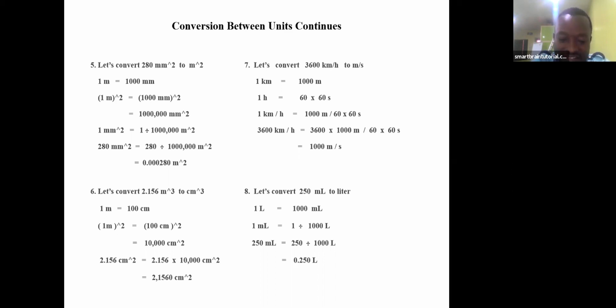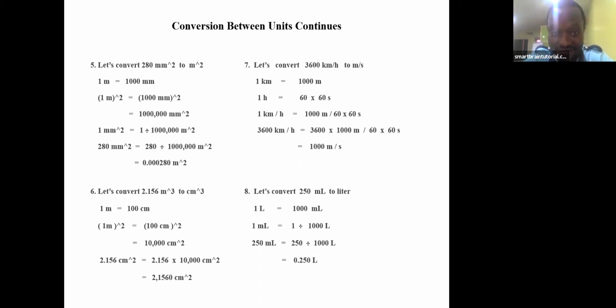Yes, what did you get? 2,156,000. Very good, very good. Centimeter cube. So I got 2,156,000. Very good. You both got the correct answer. Okay, can we move on now?